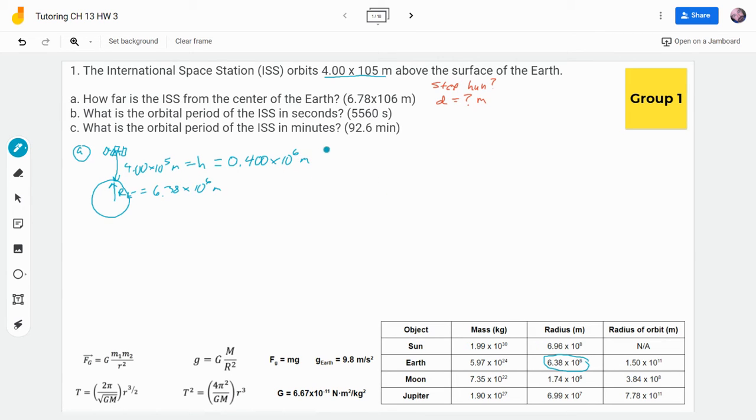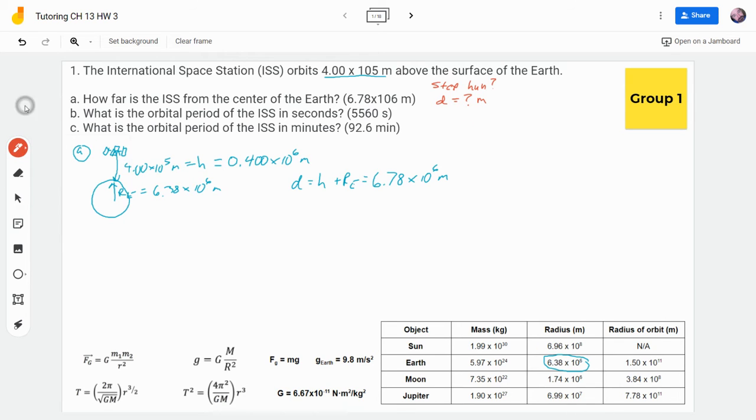See what I did with the exponents there? So 6.38 times 10 to the 6 plus 0.40 times 10 to the 6. The distance, so distance is h plus radius of the Earth, is going to end up being 6.78 times 10 to the 6 meters. So there's our answer for that one.